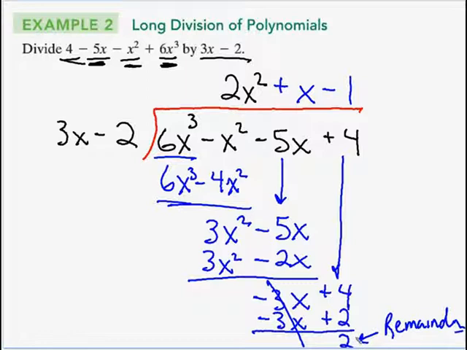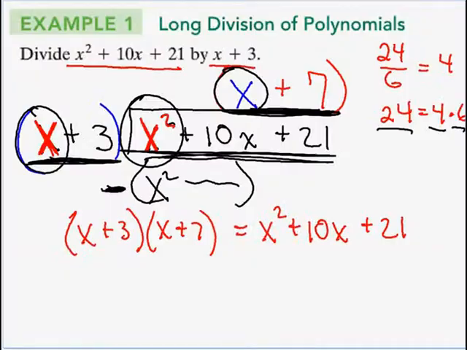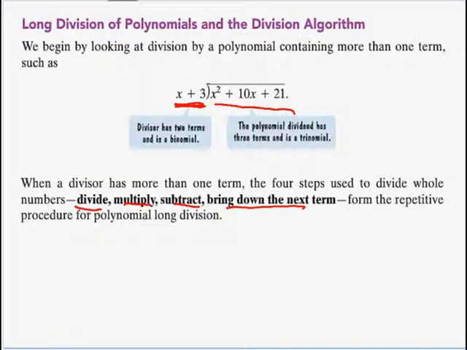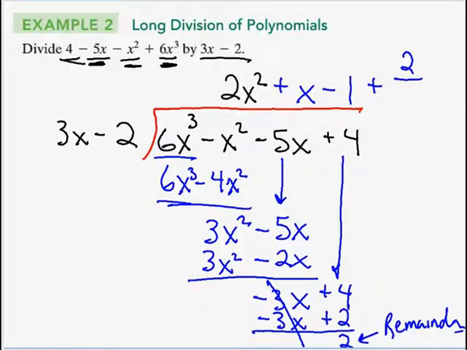What do we do with the remainder? Well, we can make it into a fraction. The remainder that we found is our numerator, and it's a positive 2, so we're going to have a plus 2 over. Our denominator is this divisor, 3x minus 2. So over 3x minus 2.